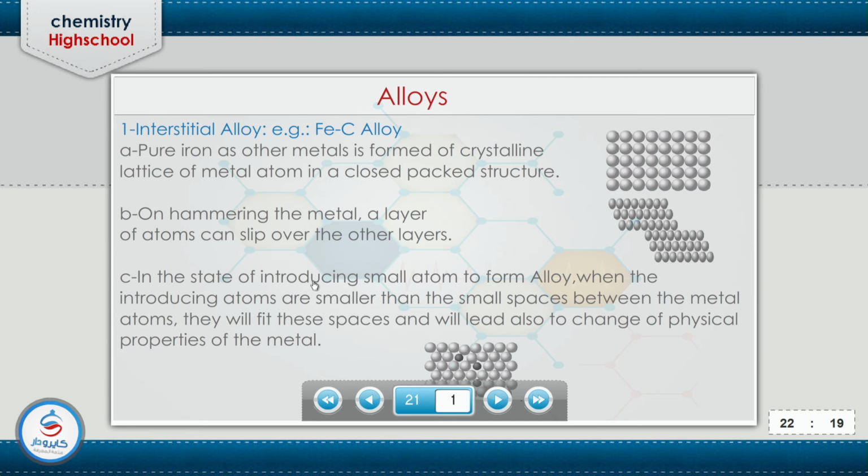In the case of introducing small atoms to form an alloy, when the introduced atoms are smaller than the small spaces between the metal atoms, they will fit into this space and lead to a change in the physical properties of the metal, by introducing small atoms in between the spaces of the crystal lattice.